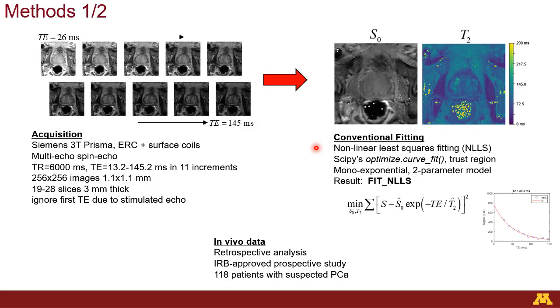The conventional fitting was done with a nonlinear least squares curve fit. We used SciPy's optimized curve fit with the standard parameters. And we fit the data to a mono-exponential model with two parameters, which are S0, the signal at t equals 0, and the T2 time. And we called the results of this conventional fitting, fit NLS in the remaining slides.